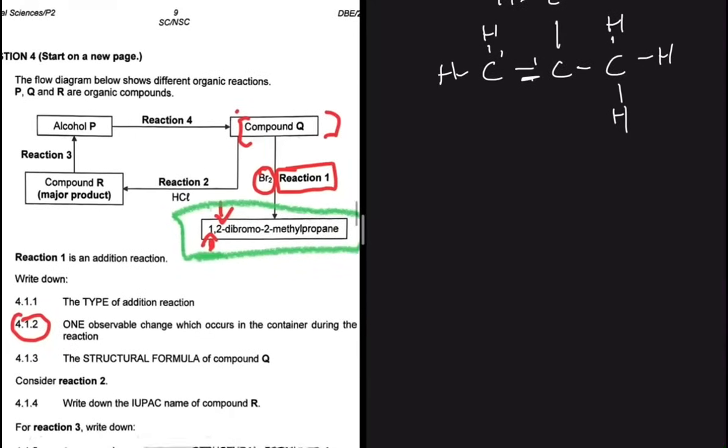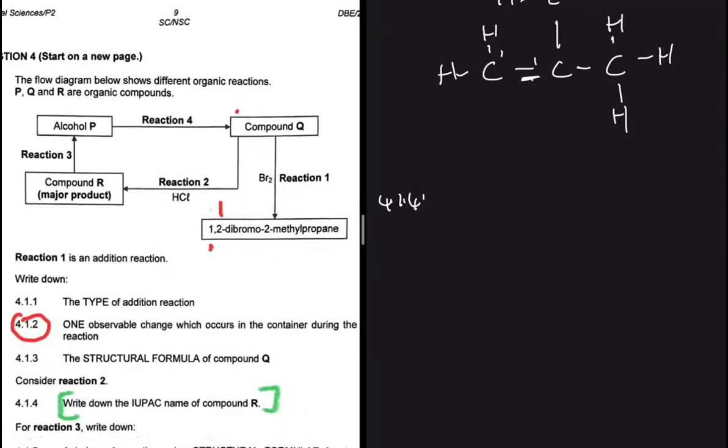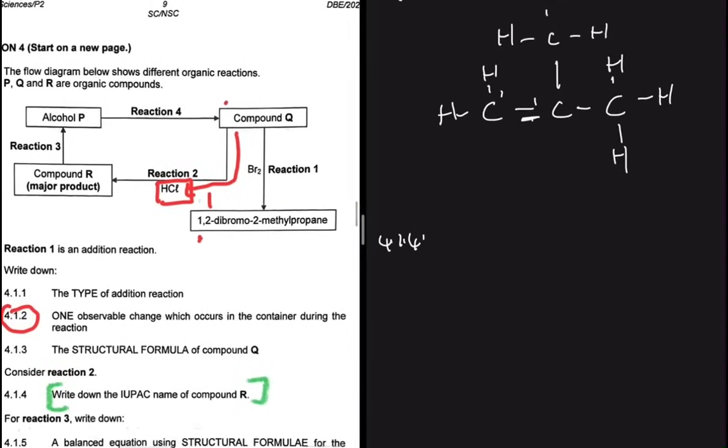And now let's consider reaction 2, 4.1.4. Let's write down the IUPAC name of compound R. Let's do some analysis again. Compound R is from compound Q, right? We add HCl to compound Q to get compound R. It is a bit confusing when you don't have a structure to come up with the name, so let me draw the structure, and then I can come up with the name.